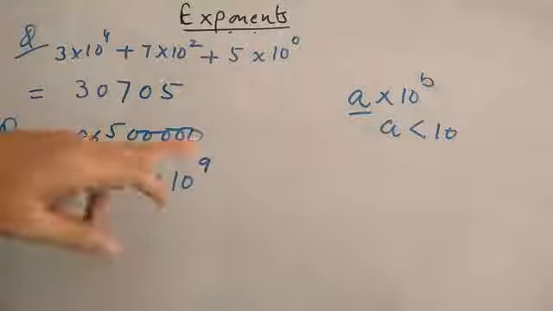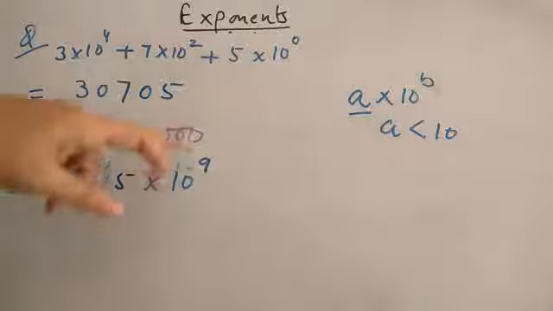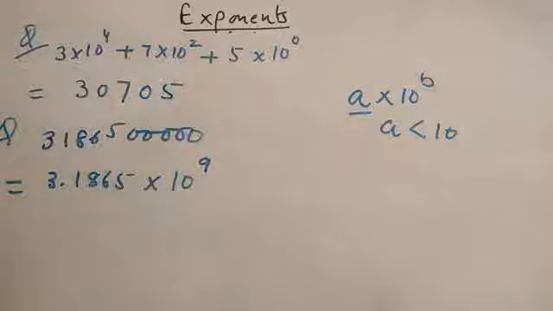Everybody can do this, but the main problem comes with the power. So children, you have to count the places. You have to only count the places which come after the decimal, and that becomes the power. Okay.